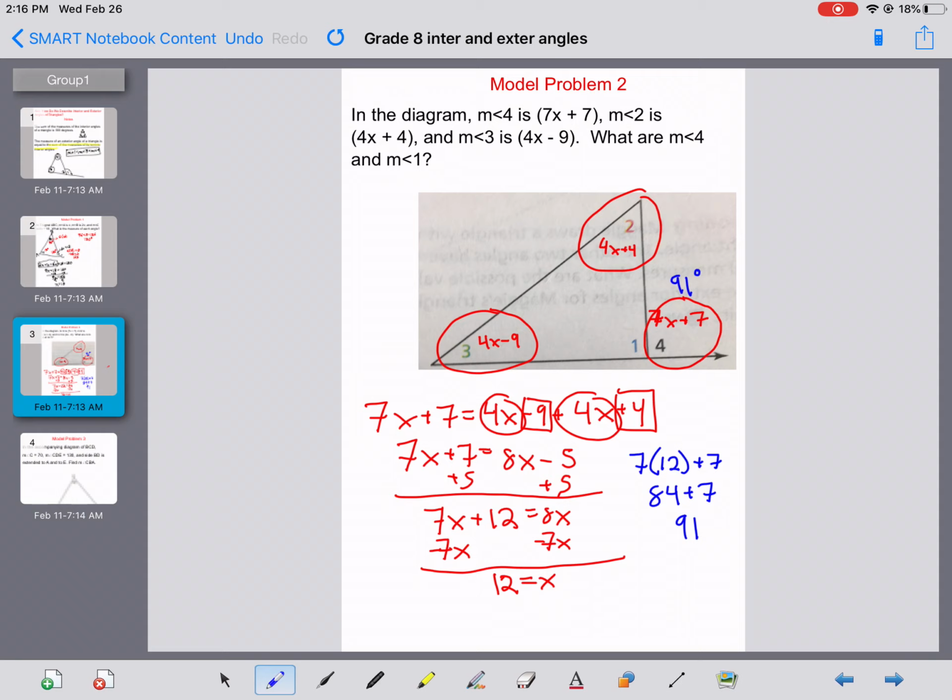The measure of angle 1 now, 1 and 4 are supplementary because they fall on the straight line. So I can do 180 minus 91, and I get 89 degrees. So the measure of angle 1 is 89 degrees.